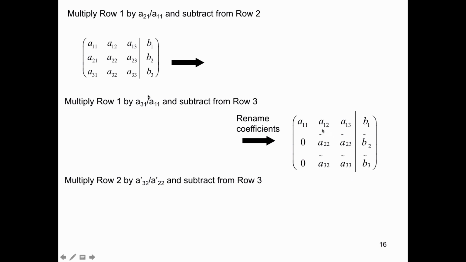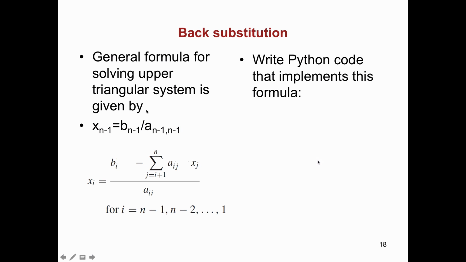Then this becomes my pivot element. And this pivot element needs to be non-zero. Otherwise, I have to flip the rows. Then I use that element to eliminate this one. After that, I should have a triangular system, an upper triangular system with zeros below the diagonal. And then I can actually start solving it.